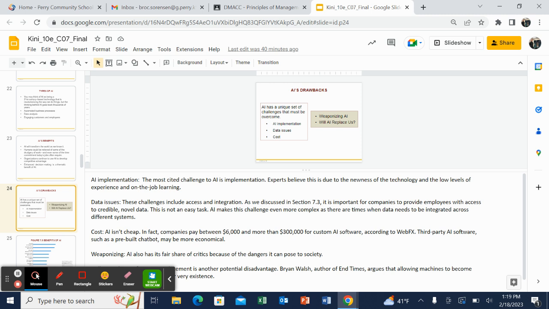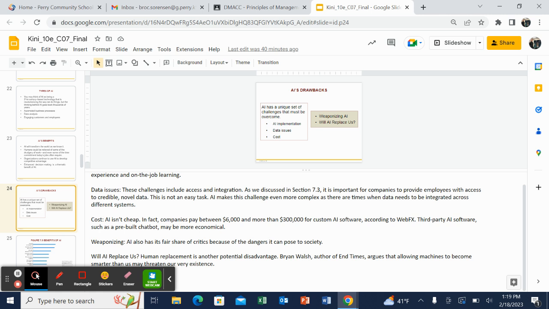When they say here 6,000 to more than 300,000 for AI software, it can be a very expensive endeavor. Weaponizing AI has also its fair share of critics because of the dangers it can pose to society.